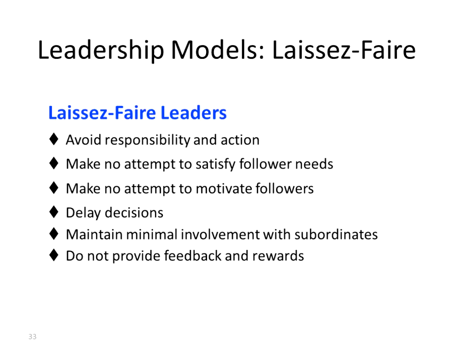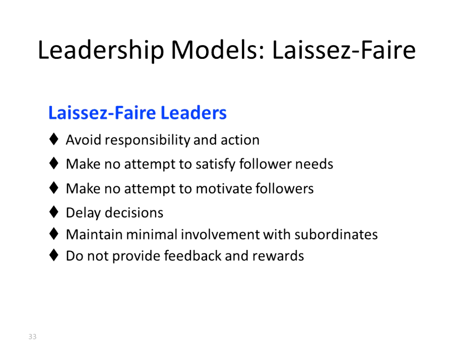A laissez-faire leader tends to avoid responsibility and action. Well, that's because they're leaving their employees alone. They make no attempt to satisfy follower needs because there's an assumption that the followers can satisfy their own needs. They make no attempt to motivate followers because they assume that the followers are self-motivated.